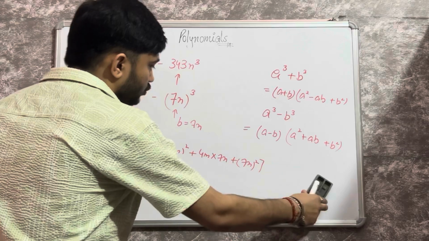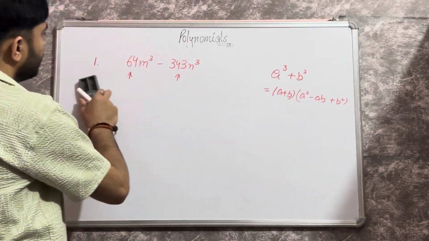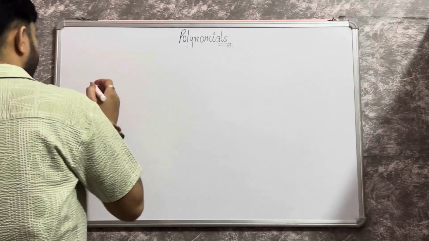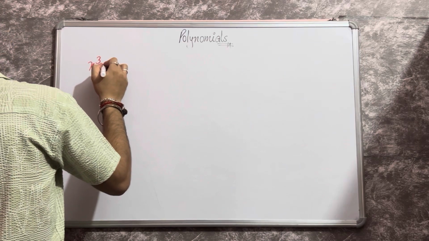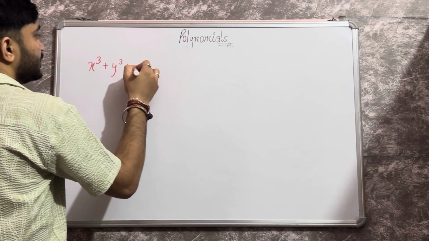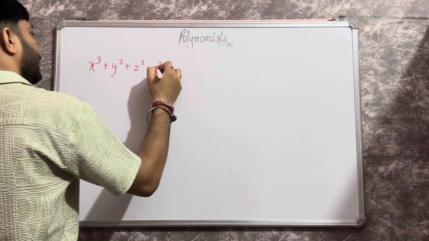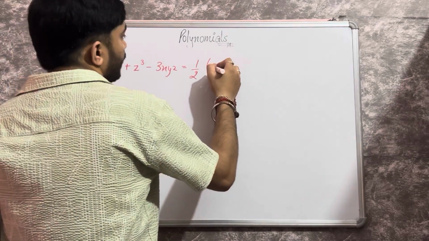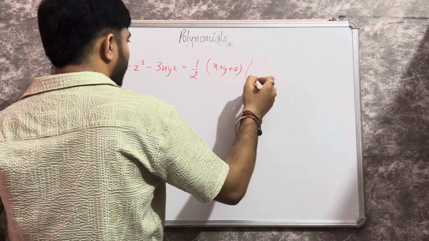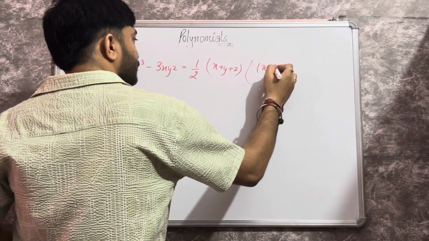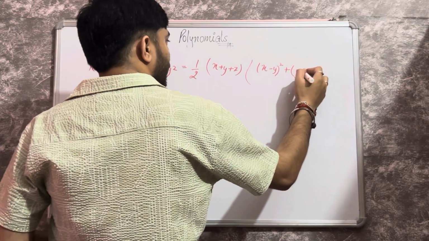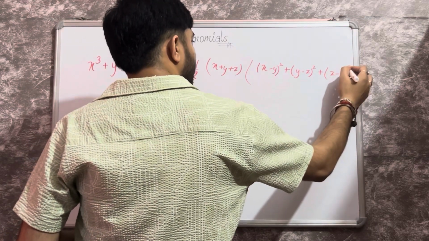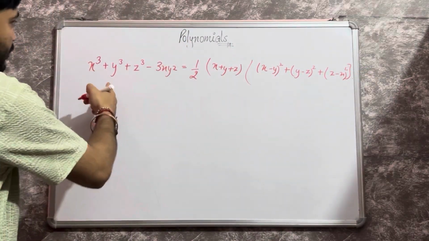The next question is to verify that our LHS is equal to RHS. The left hand side given to us is x cube plus y cube plus z cube minus 3xyz is equal to 1 upon 2 bracket x plus y plus z bracket x minus y square plus y minus z square plus z minus x square. So we are going to prove this equal to this.